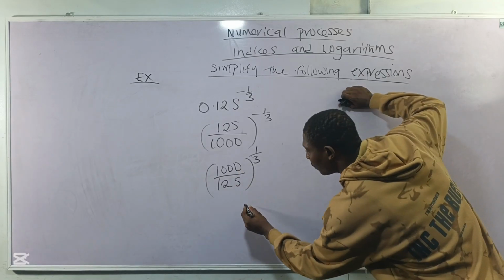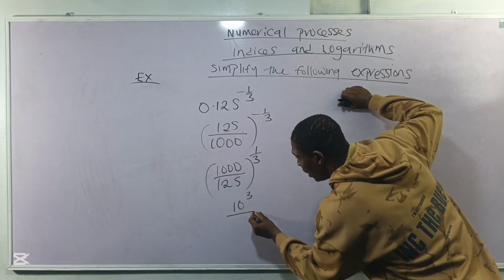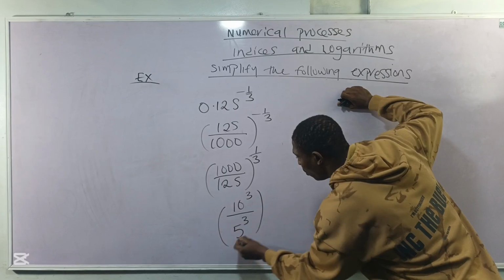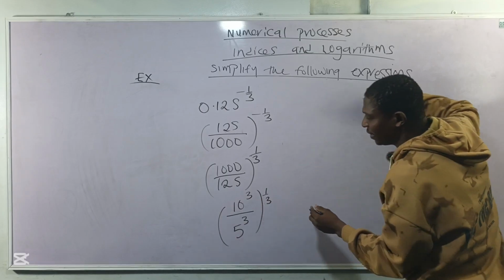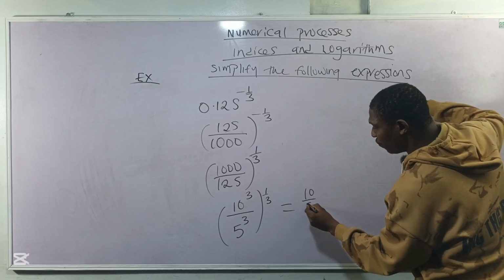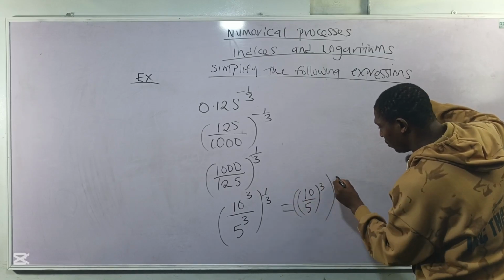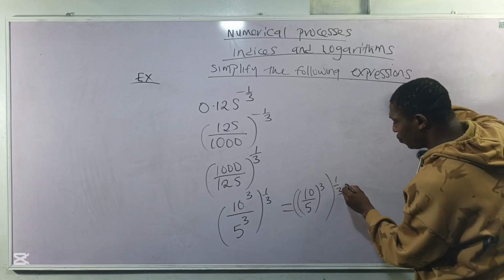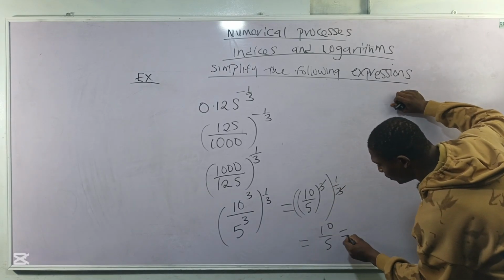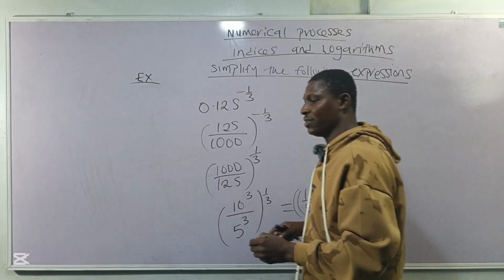So I simply have 10 raised to power 3, which equals 1000, and 5 raised to power 3, which equals 125, all raised to power 1 over 3. I can therefore take one of these. I have 10 over 5 raised to power 3 in brackets 1 over 3. So this can cancel this, and I have 10 over 5, which equals 2 as my final answer.